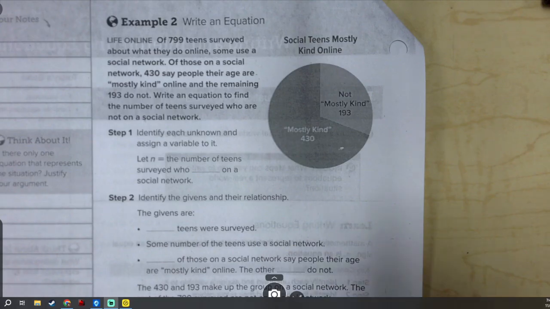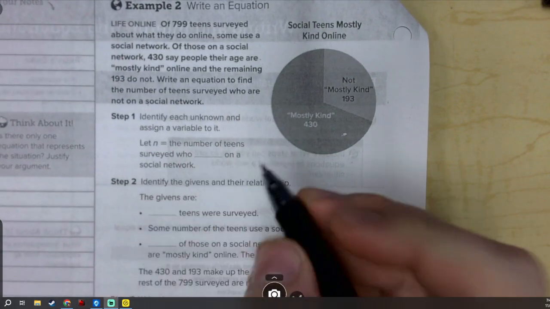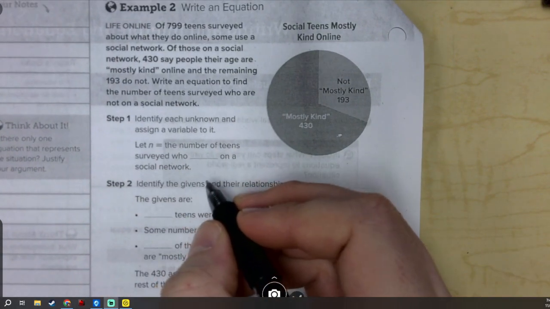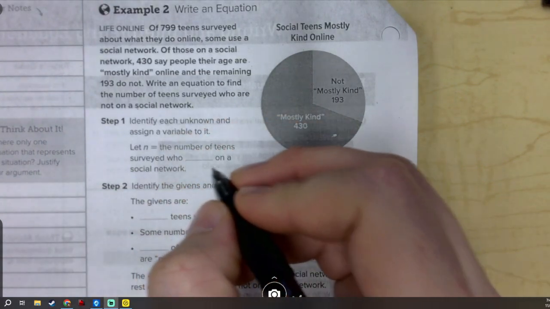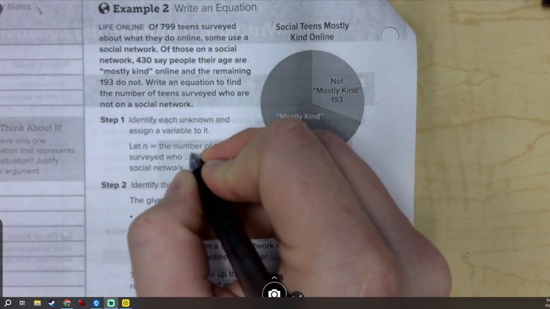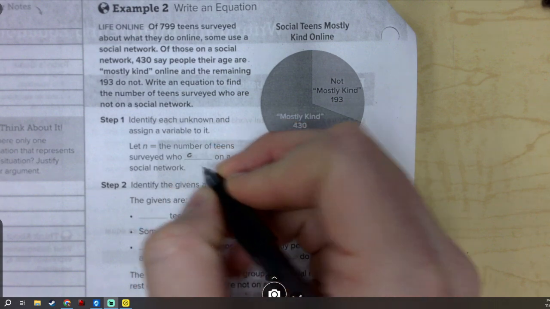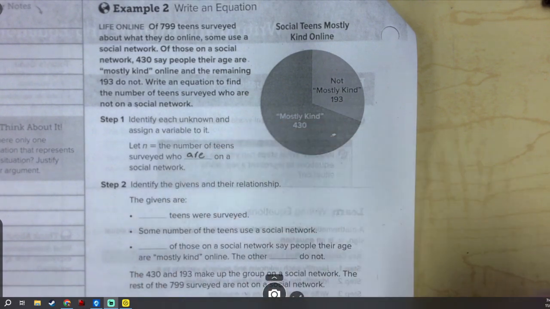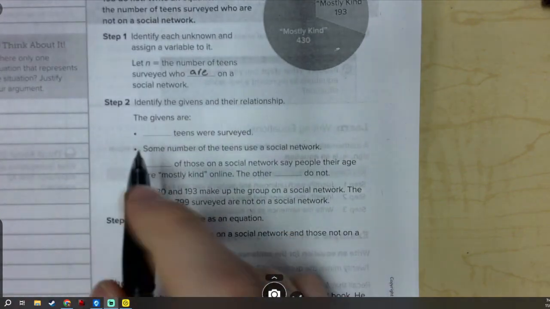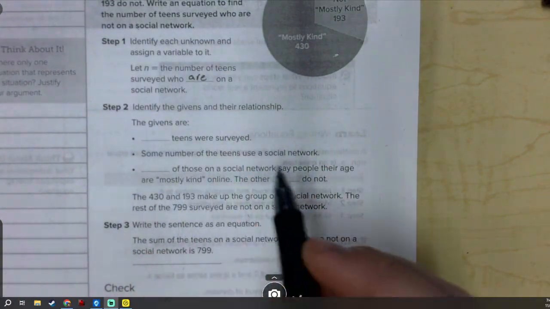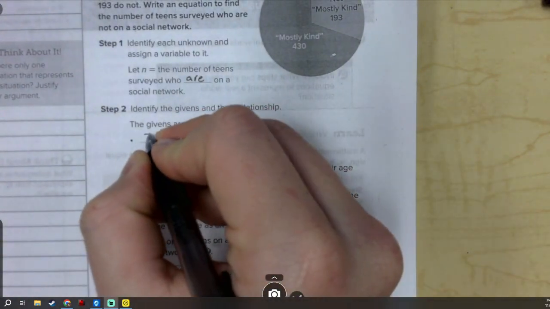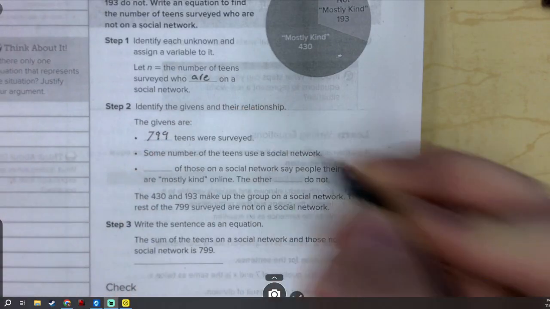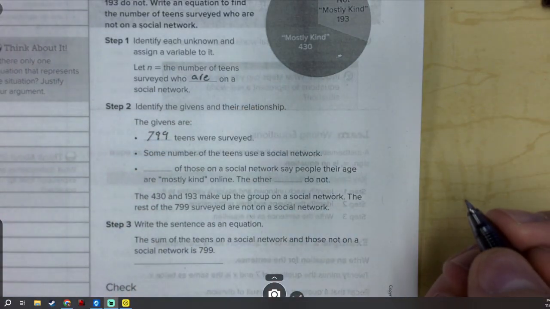Well, let n be the number of teens who are on a social network. Identify the givens and the relationship. How many teens were surveyed? 799. Some of the teens use a social network.